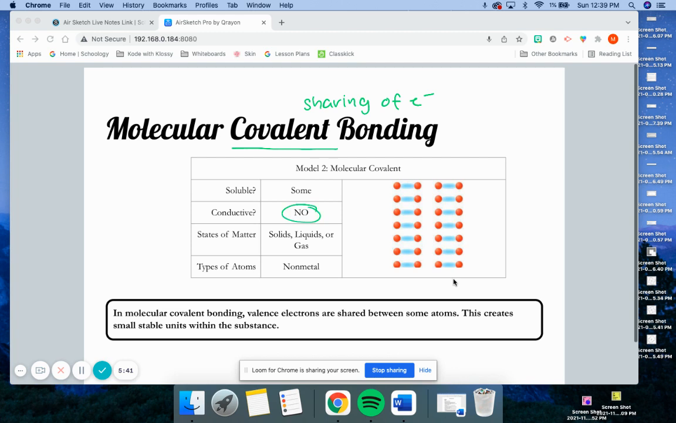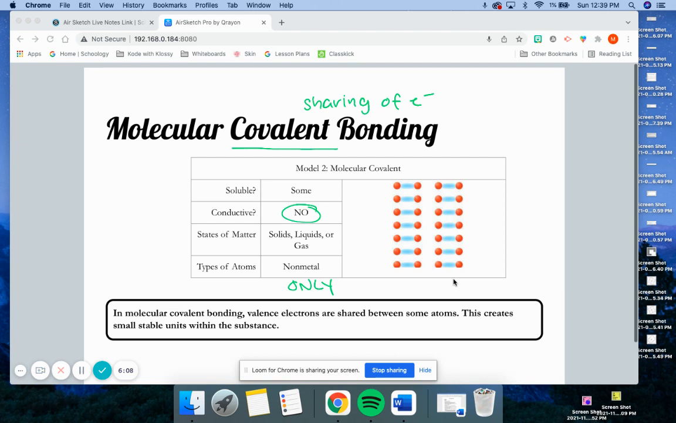We never have conductivity. Molecular covalent bonds can never conduct electricity. Molecular covalent bonds can be found in any state of matter: solids, liquids, or gases. And they involve non-metal atoms only. So if you see any sort of metal in a molecular or chemical formula, we're never going to be looking at an instance of molecular covalent bonding.